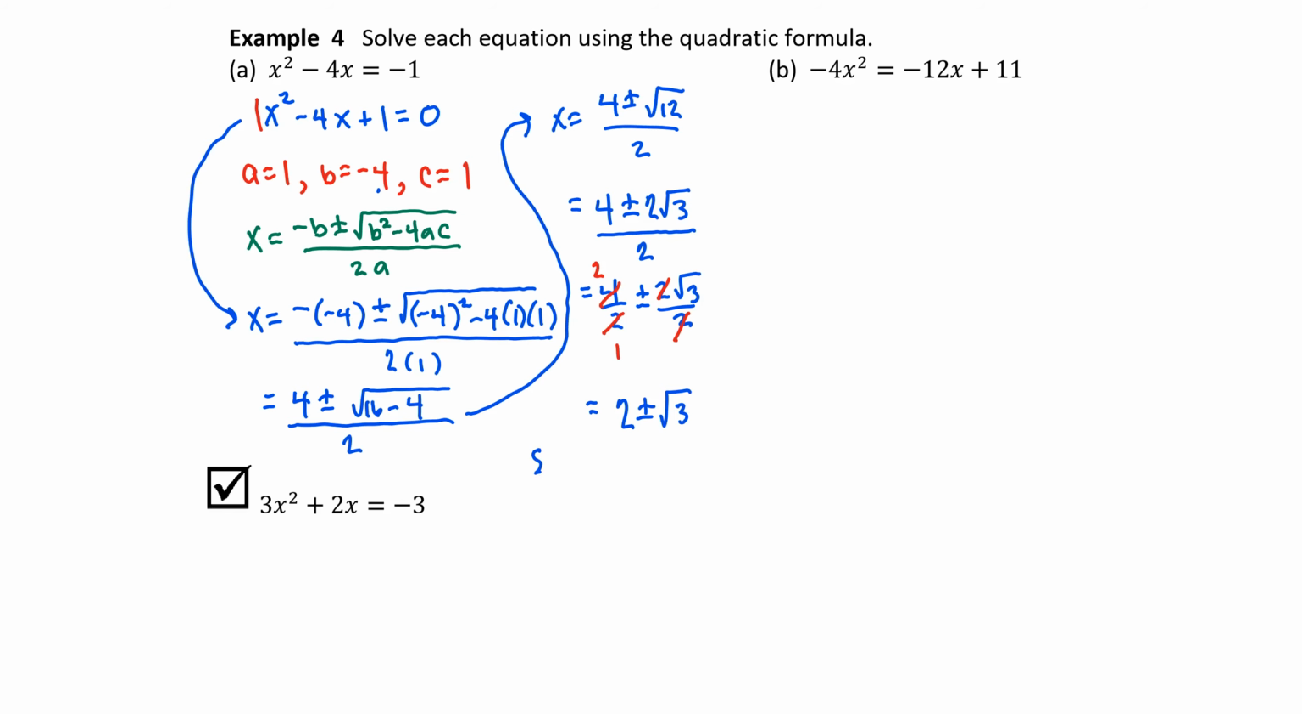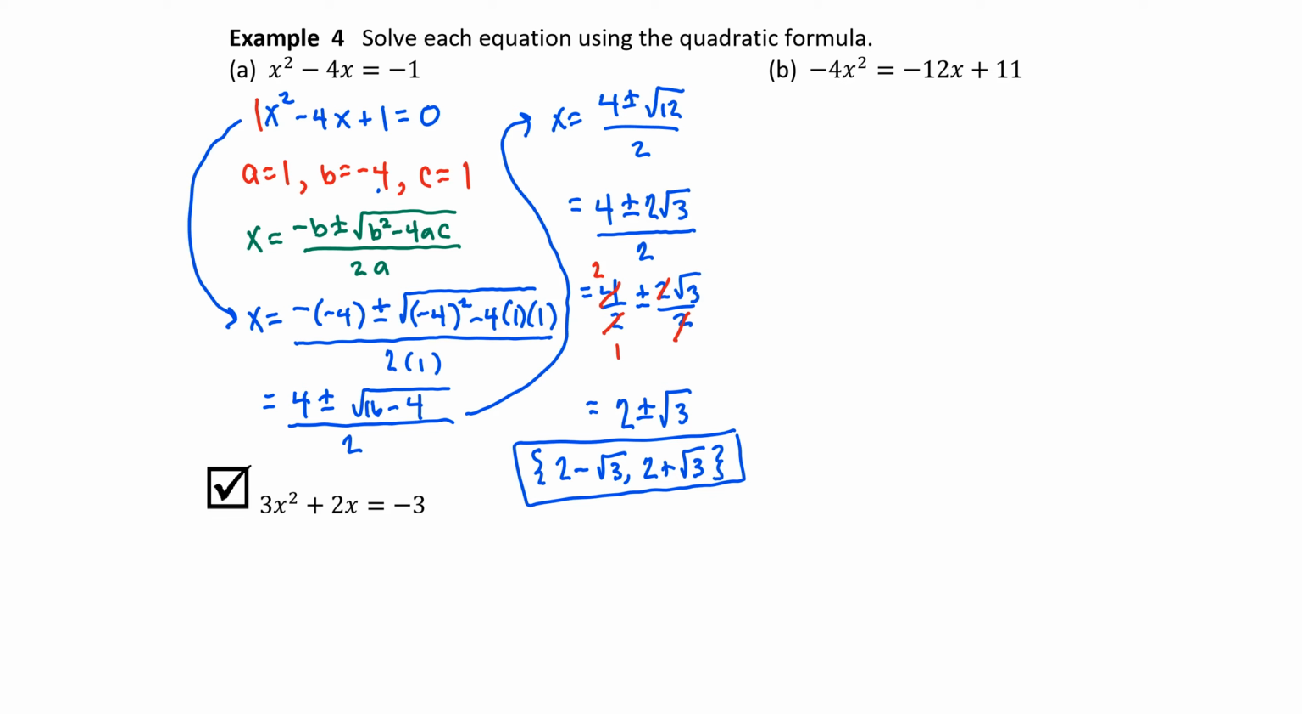Now we have two irrational solutions here. One is 2 minus the square root of 3, and the other one is 2 plus the square root of 3. So both of those are irrational solutions, and they would both balance the original equation.